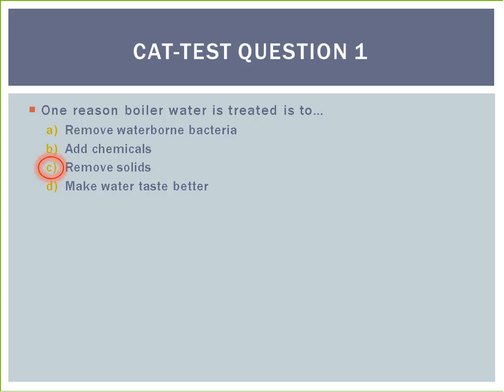Answer C is the best answer here because solids need to be removed to prevent them from precipitating on the boiler metal as scale. Answer A is not correct because waterborne bacteria is typically not a concern and will be killed during steam creation. Answer B is not correct because the answer is not specific enough. Answer D is not correct because boiler water is not typically used for human consumption.